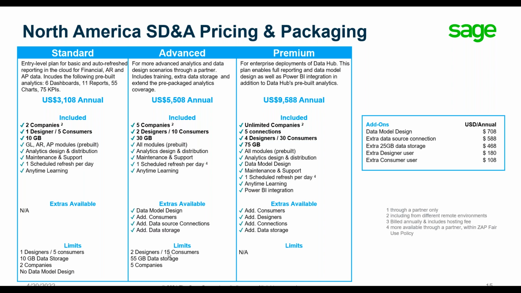Underneath limits, this basically just explains that you can go from 10 consumers to 15 consumers, from 30 gigabytes of storage to 55 gigabytes of storage, and 5 companies is your functional limit on the advanced plan. Similarly, there's more limits on the standard plan. So we believe there's a great value in this for any of the plans that people might choose.